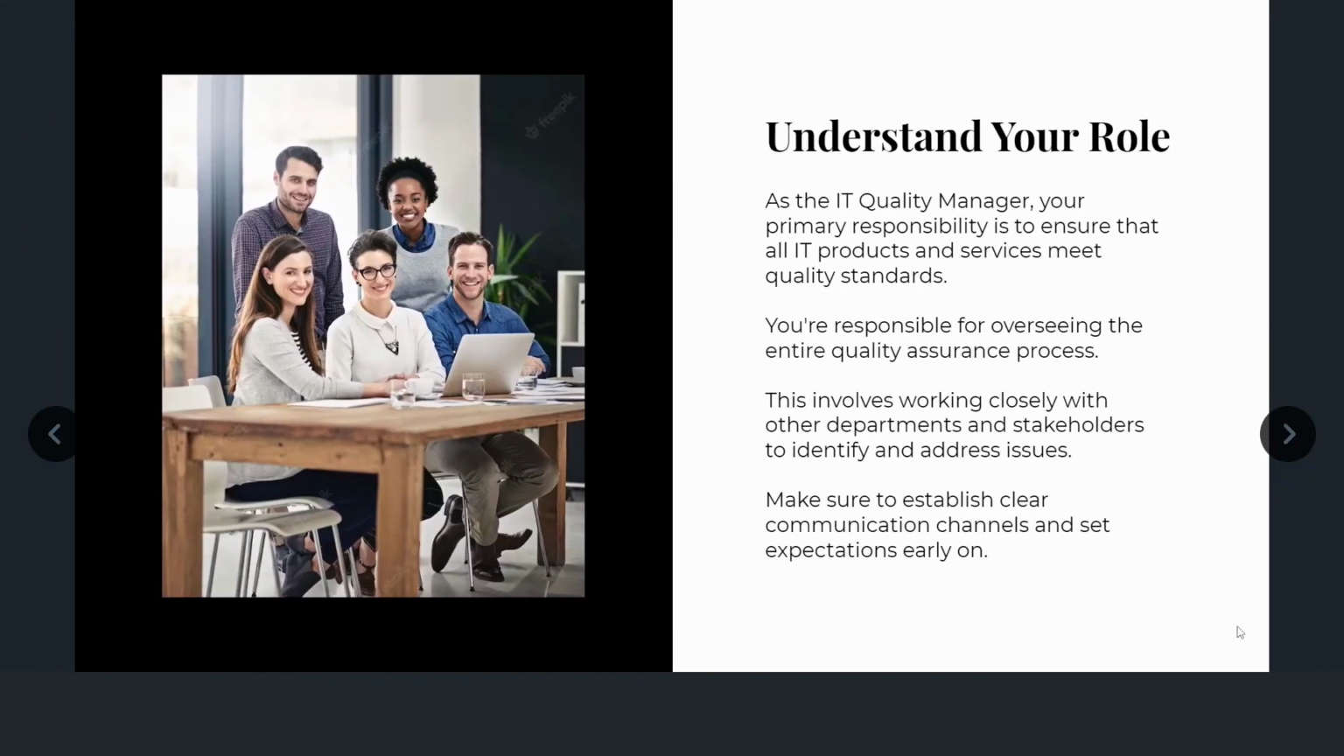So you need to understand your role. As the QA manager, your primary responsibility is to ensure that all IT products and services meet quality standards. Fair enough. Do you know what those quality standards actually are, though? You're responsible for overseeing the entire quality assurance process. Yes, that's you, and you're responsible for all of it. It's true, it's not just you, it's the entire team. But the buck stops with you, okay? And it's the entire quality assurance process.